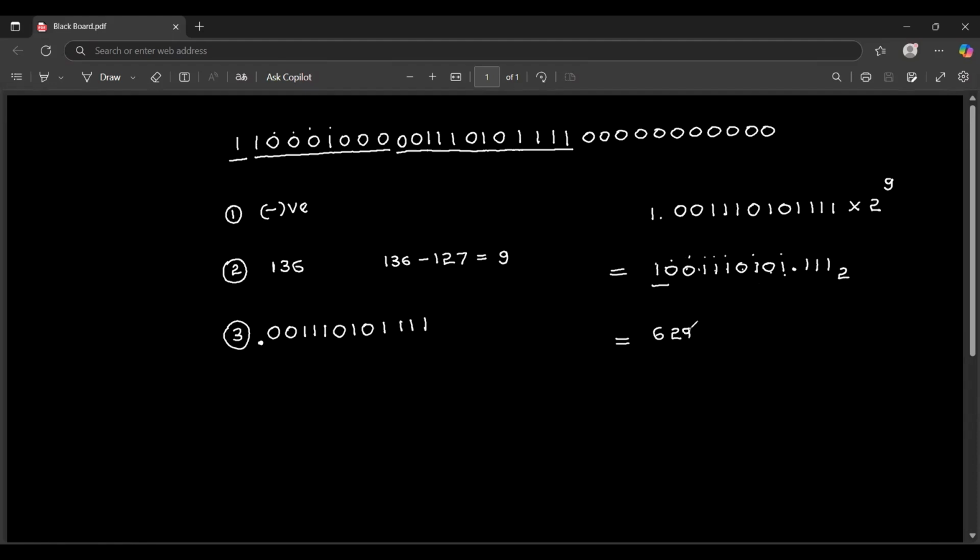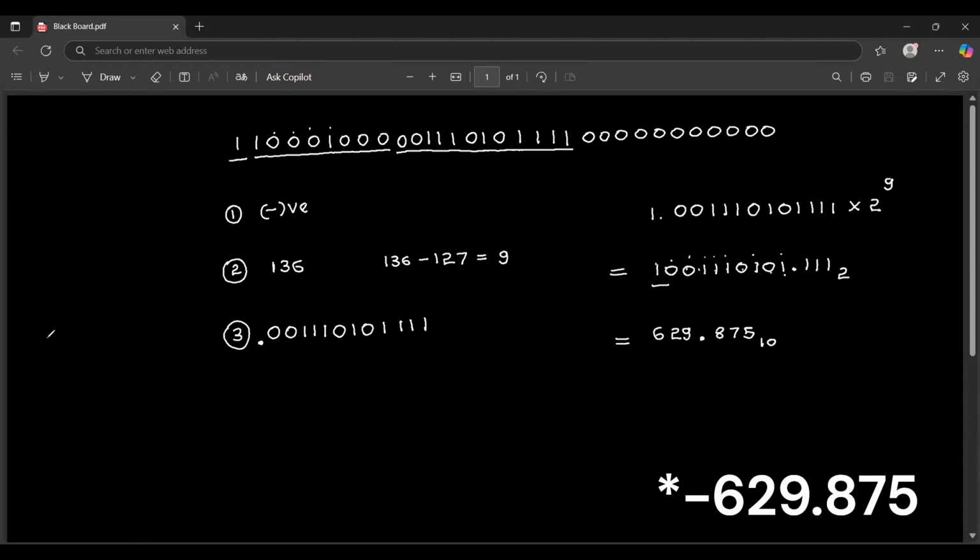So 629 point, this is 0.5, this is 0.25, so 0.75, this is 0.125, so it will be 0.875. So 629.875 to the base 10. Okay, so this is how you have to know when you are converting from IEEE 754 32-bit standard.